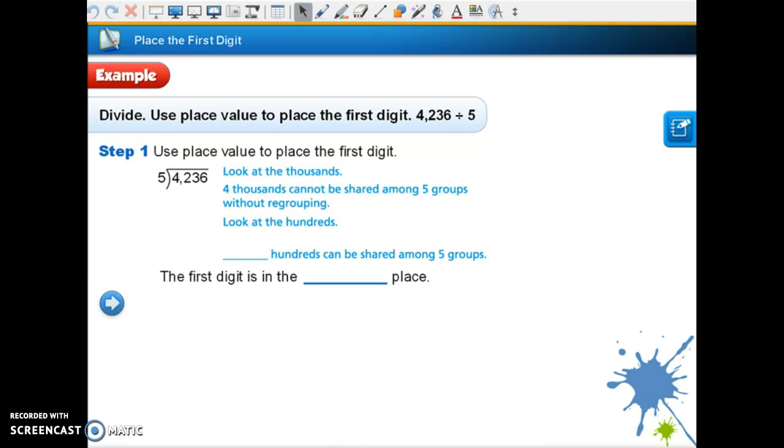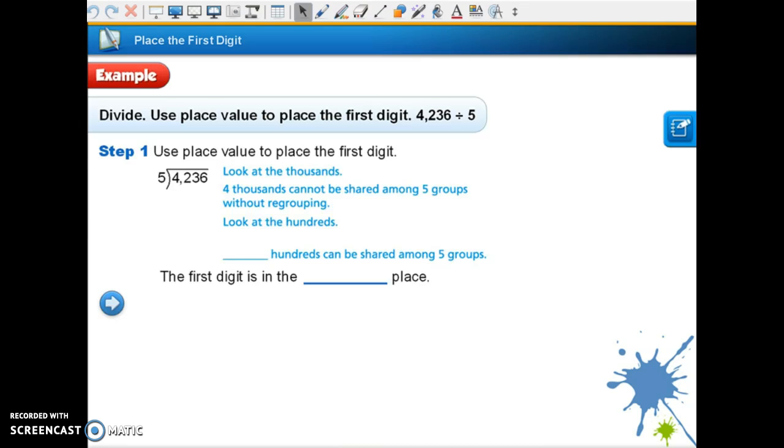All right, you should be on page 62 at the top. Read your little green box. Remember to estimate the quotient first. Use place value to place the first digit. 4,236 divided by 5. Look at the thousands place. What's in the thousands place? A 4. 4 thousands cannot be shared among 5 groups without regrouping.